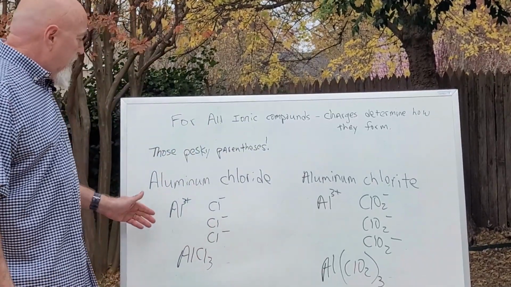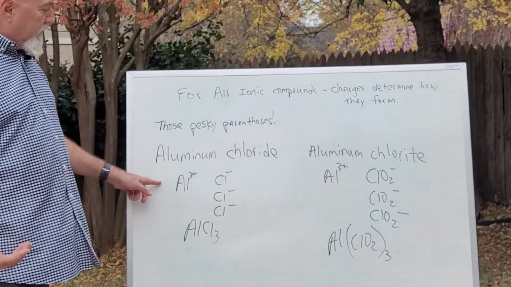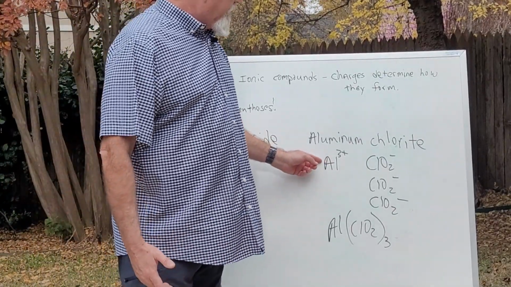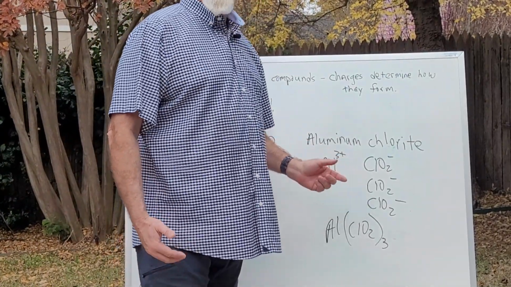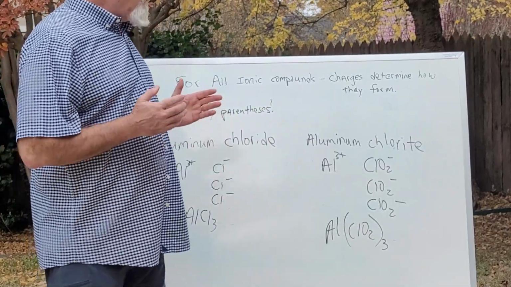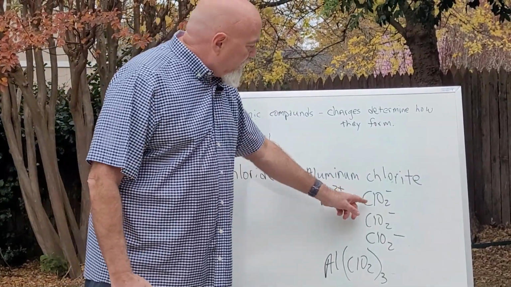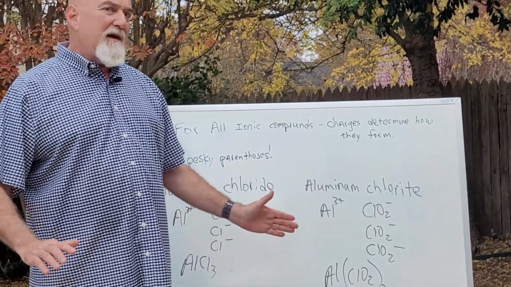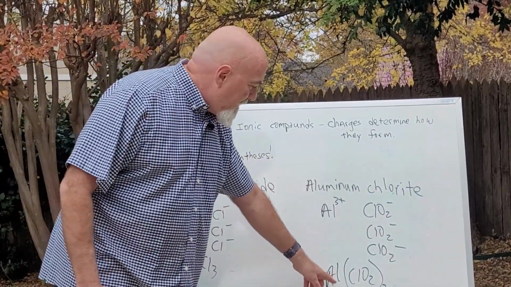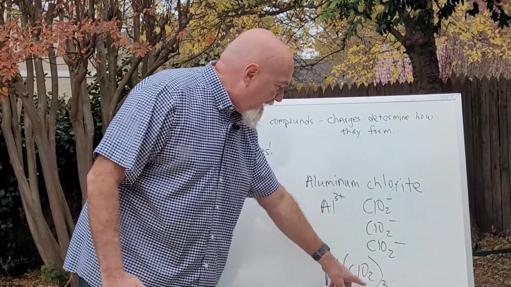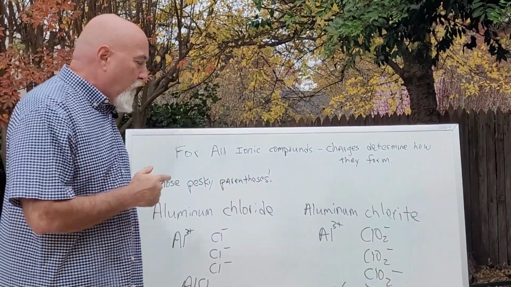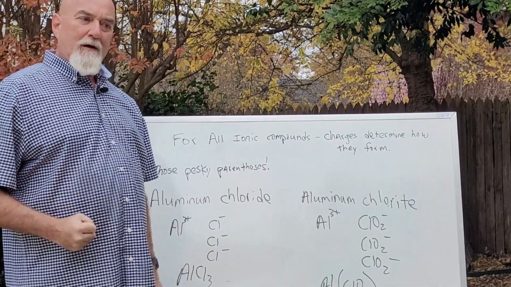So just like over here, where we needed one aluminum and 3 chloride ions, over here we need one aluminum and 3 chlorite ions. Now the only way we can show that there's 3 of these things is to use those parentheses. And that's the only time we use them. So right here with the parentheses around the chlorite, that tells us that there are 3 chlorite ions in one FU of that molecule. Okay?